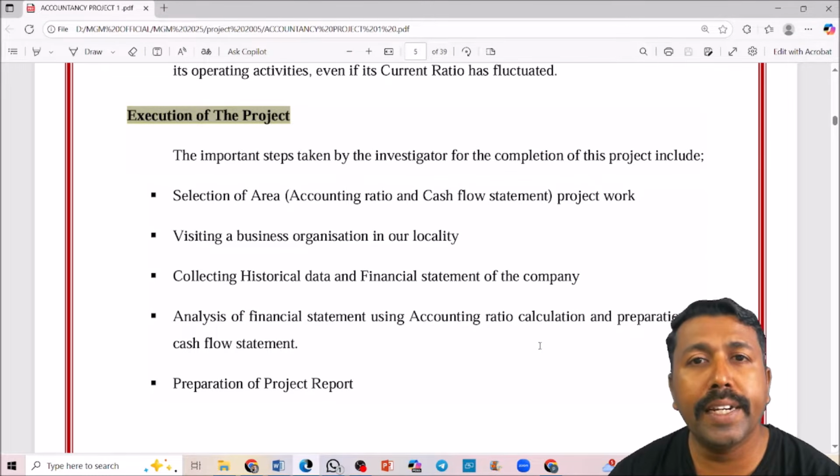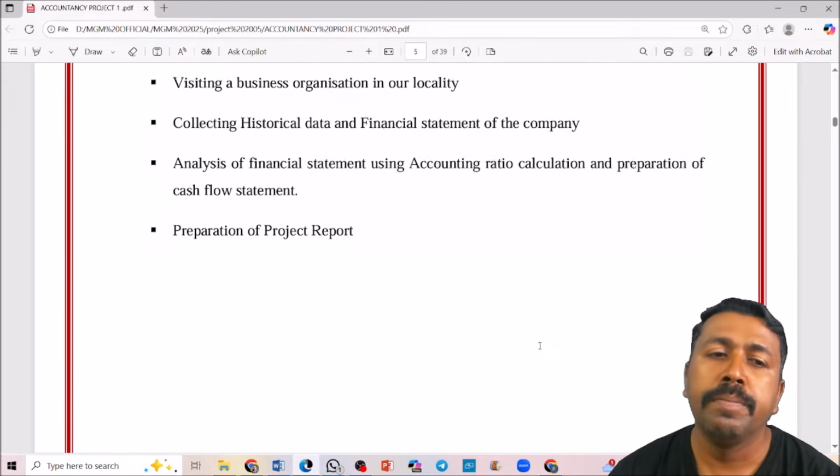You know very well, by taking a company's balance sheet or a statement of P&L, you can finish all these things. So attach all the materials and steps: selection of the area, visiting of business, collecting the historical information, analysis of financial statement, and preparation of the project report.